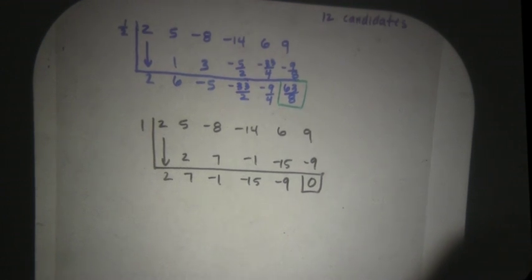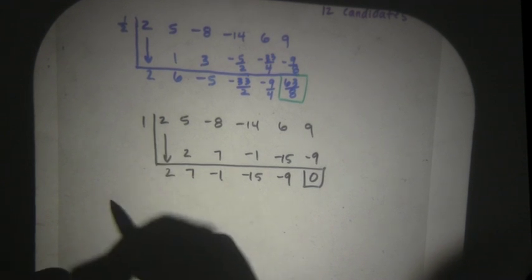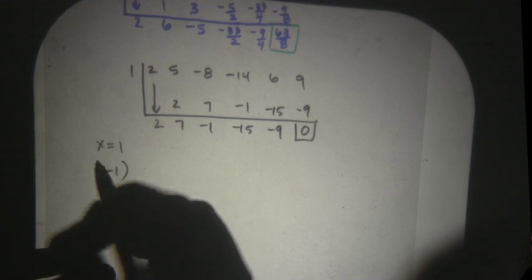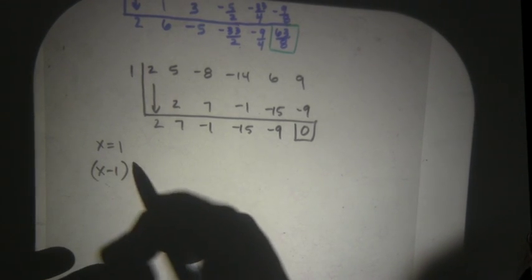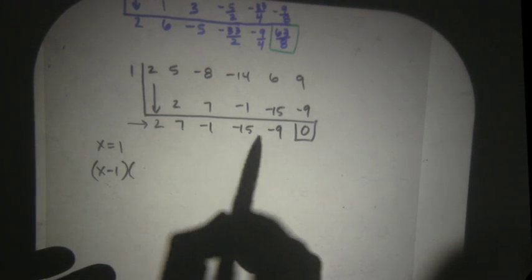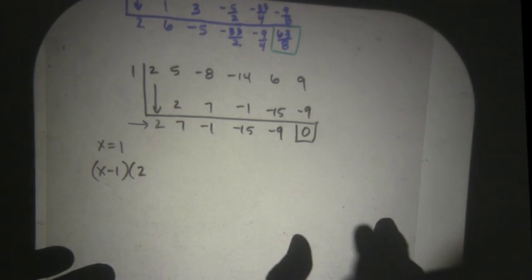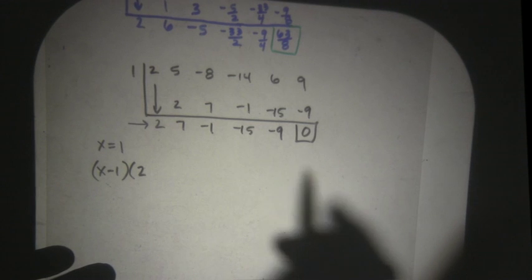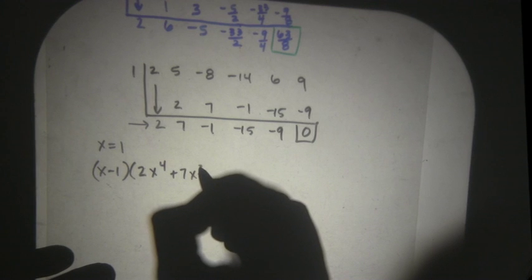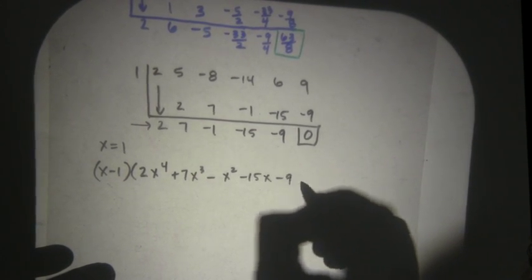So far, if I were to try to factor it right now, because 1 is a 0, if x equals 1 is a 0, then that means that x minus 1 is a factor. And I can take x minus 1, and if you remember from 3.3, these numbers are the coefficients of the quotient. So that's going to be 2, and it's 1 degree less than what I started with. I started with x to the 5th, so this is going to be 2x to the 4th plus 7x cubed minus x squared minus 15x minus 9.